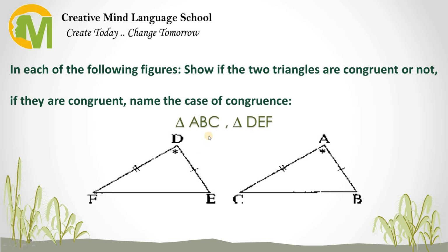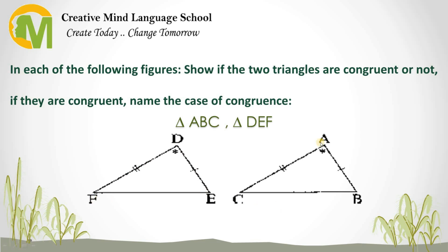Firstly, as we know in congruency, we should order the letters accordingly of the two figures or the two polygons, and here we should order the letters of the two triangles accordingly. For example, if we start with the first triangle and we start with A, B, C, then the second triangle should be written in the same order. A here is D, B here is E, and C here is F. So the second triangle should be written in the same order, D, E, F.